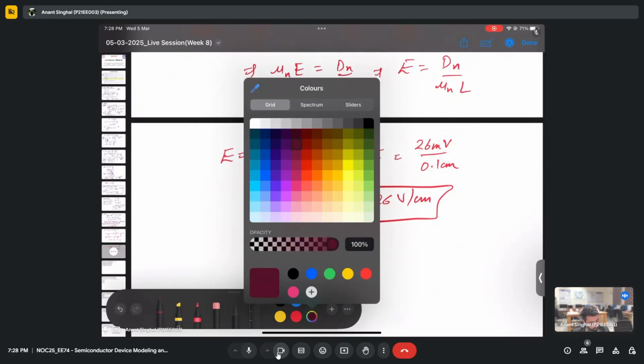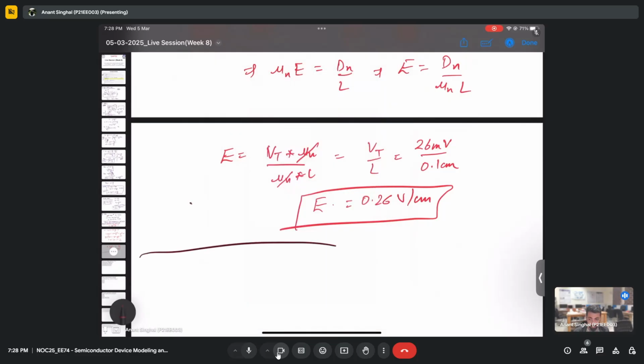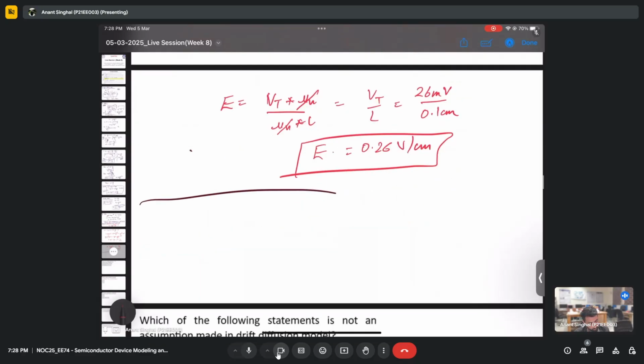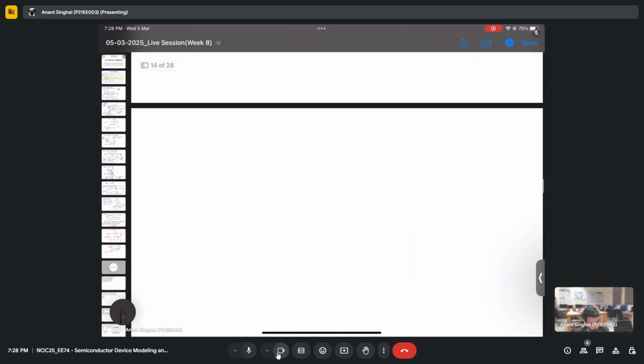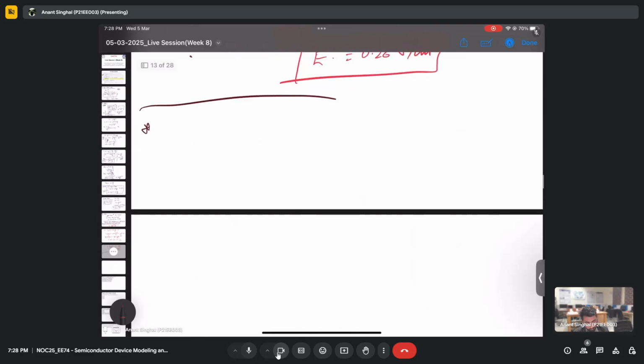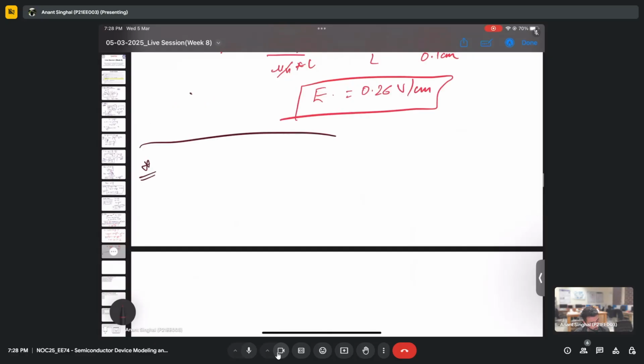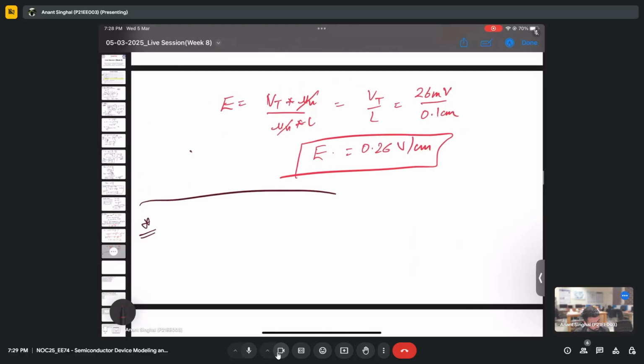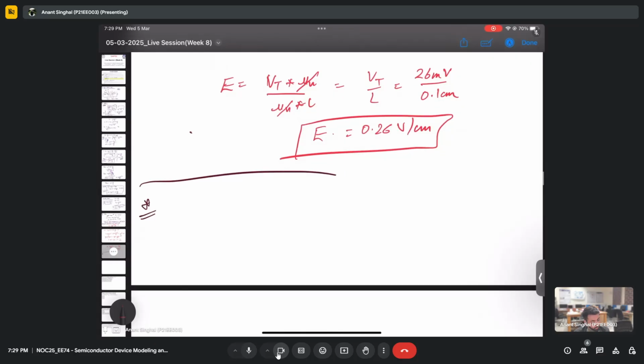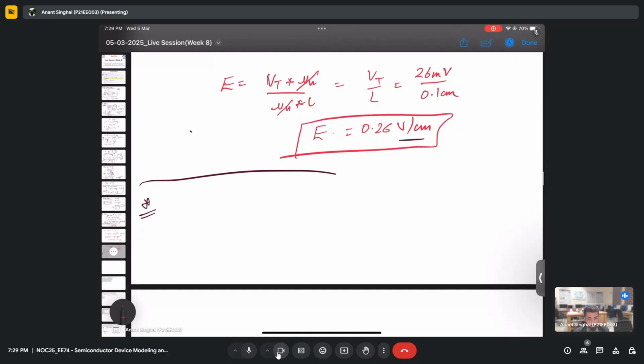Is there any doubt? This was a good problem, so if you have any doubts, please ask. Okay, it's correct. I got 26 volt per meter. If you take 10%, yes, it's correct. In general, we always keep it in centimeter because the doping is always given in centimeter in the problem. So you can convert that. That is no problem.